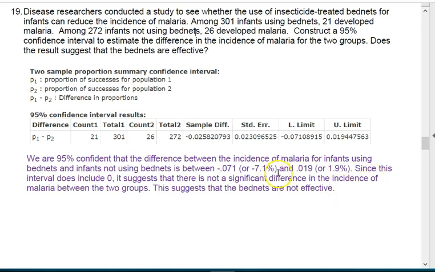This time our interval does include 0. That suggests that there's not a significant difference in the incidence of malaria between the two groups. Because this interval includes 0, that means that the difference between the proportions could actually be 0, which would mean that they would be the same. Since there's not a significant difference between the two groups, that suggests that the bed nets are not effective. They're not having an effect of lowering the incidence of malaria.